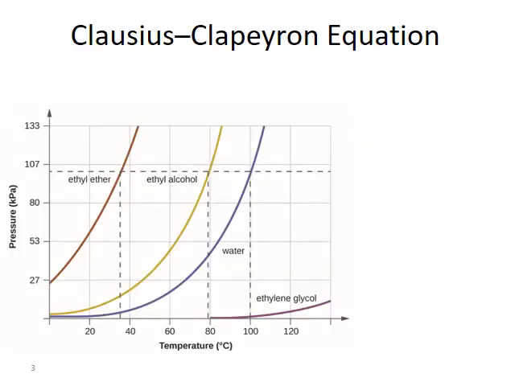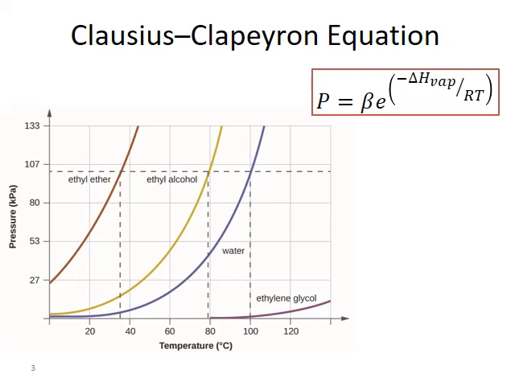The higher the temperature, the more molecules that can escape from a liquid and enter the gas phase. The curved lines for each liquid on this graph show that vapor pressure increases exponentially for every temperature increase. The first form of the Clausius-Clapeyron equation we'll look at directly reflects this exponential nature.